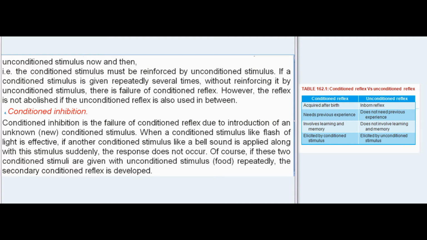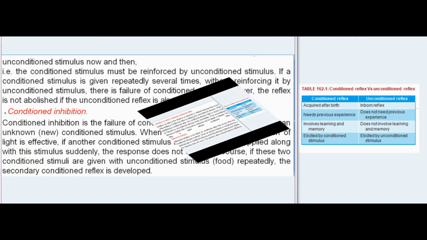Conditioned inhibition. Conditioned inhibition is the failure of conditioned reflex due to introduction of an unknown, new, conditioned stimulus. When a conditioned stimulus like flash of light is effective, if another conditioned stimulus like a bell sound is applied along with the stimulus suddenly, the response does not occur. Of course, if these 2 conditioned stimuli are given with unconditioned stimulus, food, repeatedly, the secondary conditioned reflex is developed.